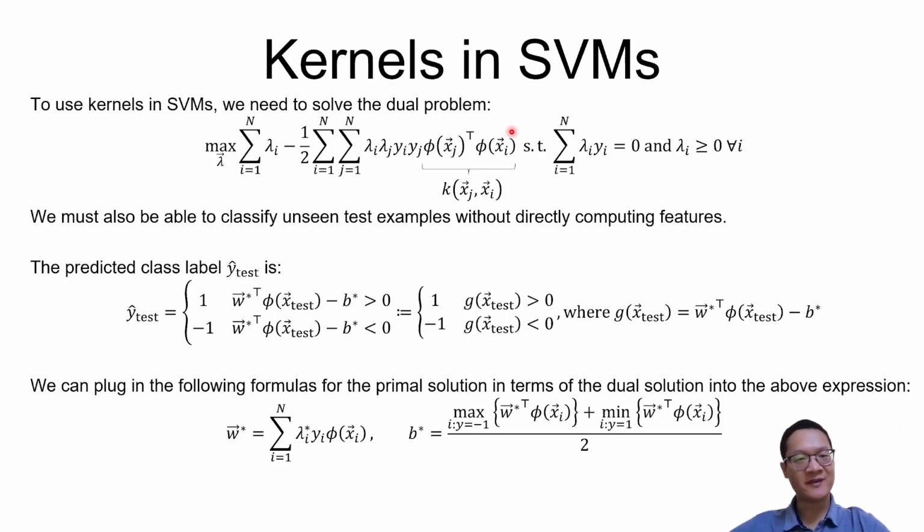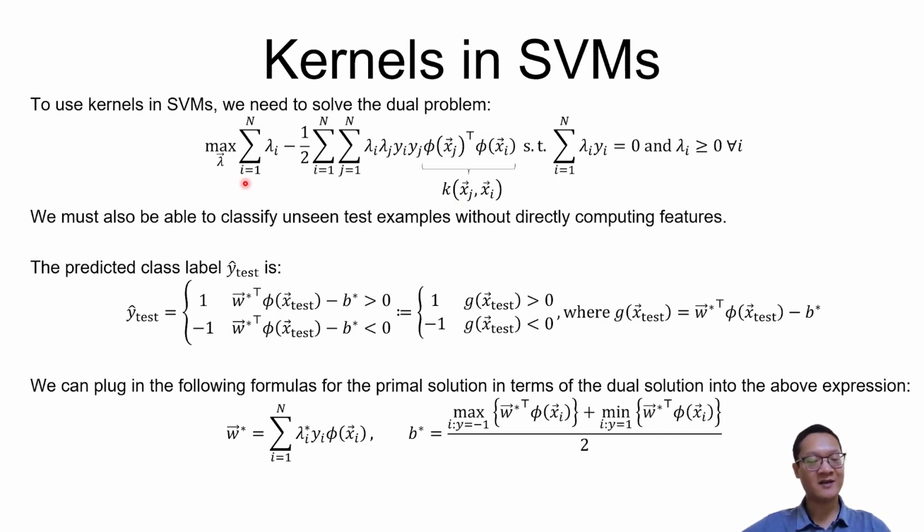So let's revisit everything on the slides again. Here we're going to solve the dual problem to obtain the vector lambda. In the dual problem, if we simply replaced x with phi of x, then we would have this inner product involving potentially very high dimensional features. Fortunately, we can always replace phi transpose phi with the kernel, which is going to be much more computationally efficient.